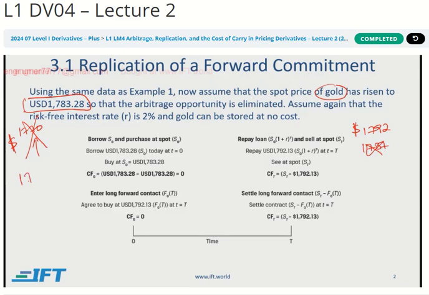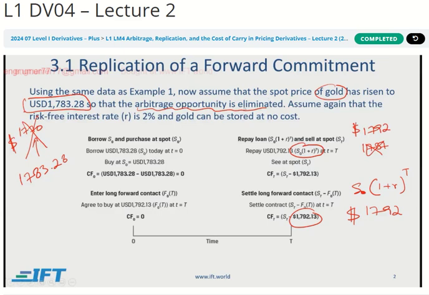The spot price that we have is 1783.28, and if you actually load this up with your interest cost, so you multiply the spot price with 1 plus the interest rate to the power t, what you will get is exactly 1792, which is equal to what the future price is, and therefore there is no arbitrage possibility here. The arbitrage opportunity is eliminated.